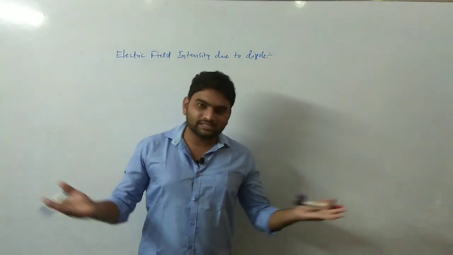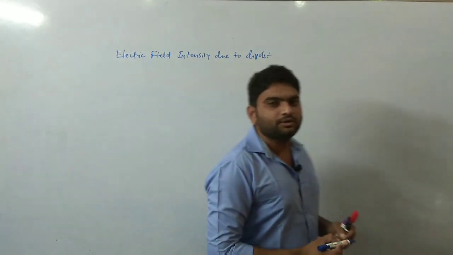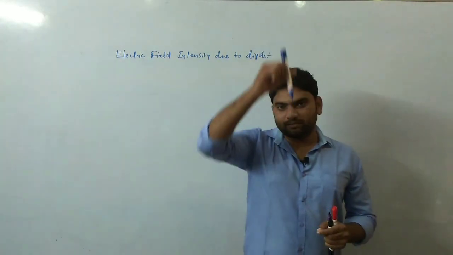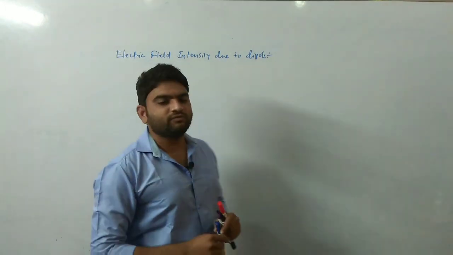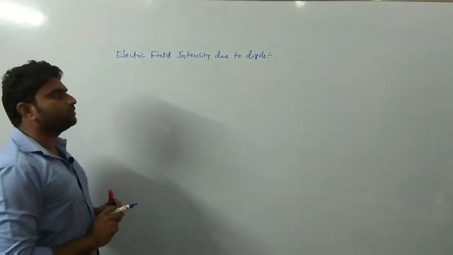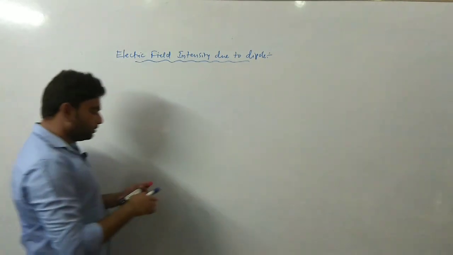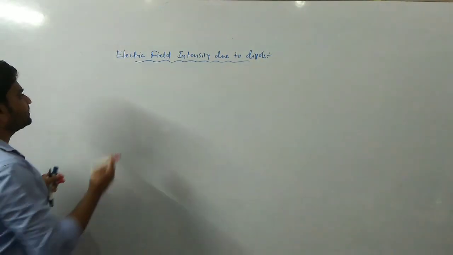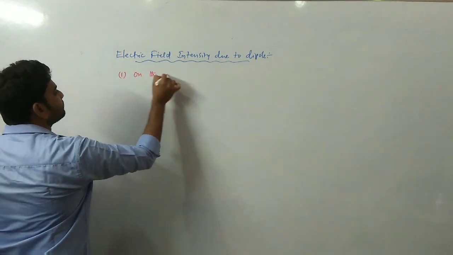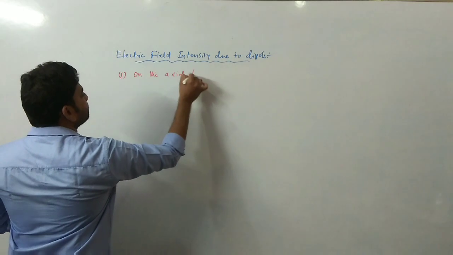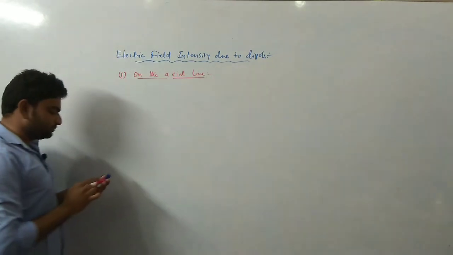First one is on the axial line. If I take one charge on the axial line, how the intensity will be due to the dipole; and if I take the perpendicular bisector, how the electric field intensity will be; and anywhere in space how the situation will be, we'll see. So to find the intensity due to the dipole, the very first case is on the axial line. Now we'll discuss this and further we'll go for another one.